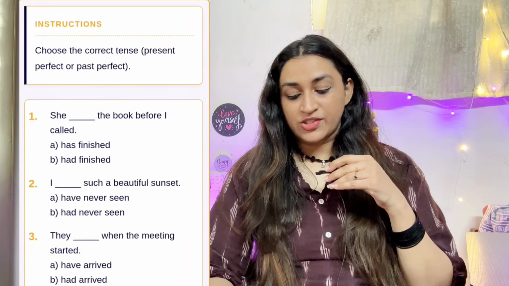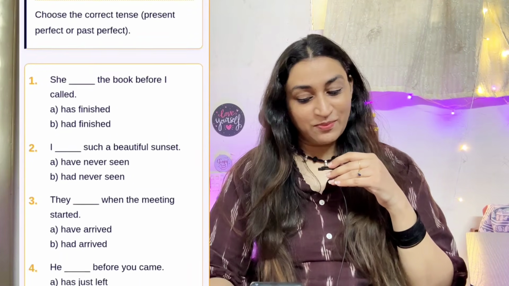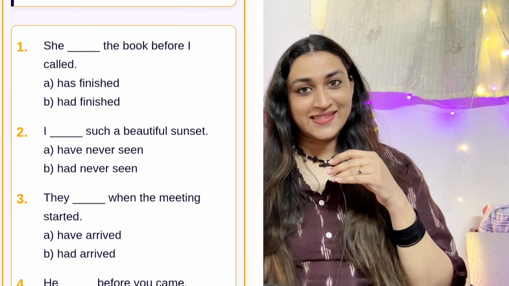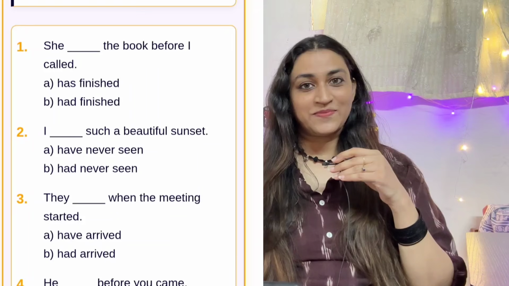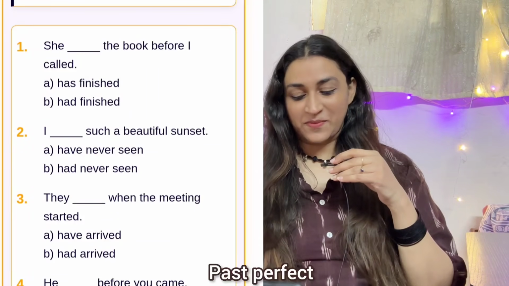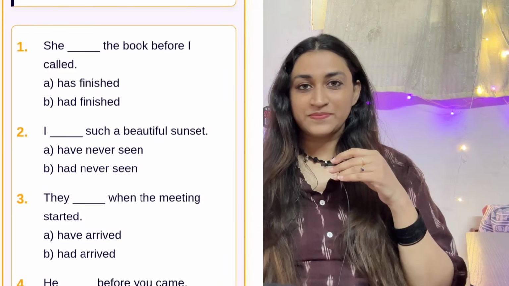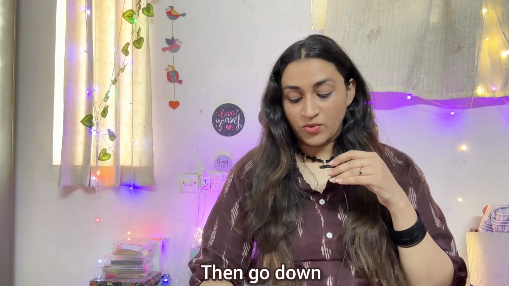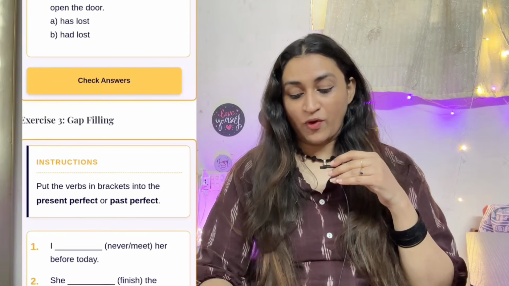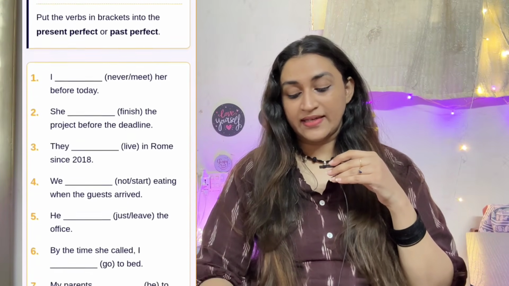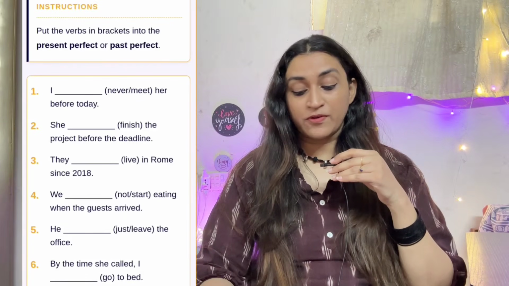Look at this. She finished the book before I called. There are 2 actions. Sequencing the actions, one action before the other. Which tense is used? Past perfect. She had finished the book before I called. Okay, like that. Then go down. You have to put the correct forms of the verbs. Look at this. I, never, and meet are given in the brackets. Her before today.